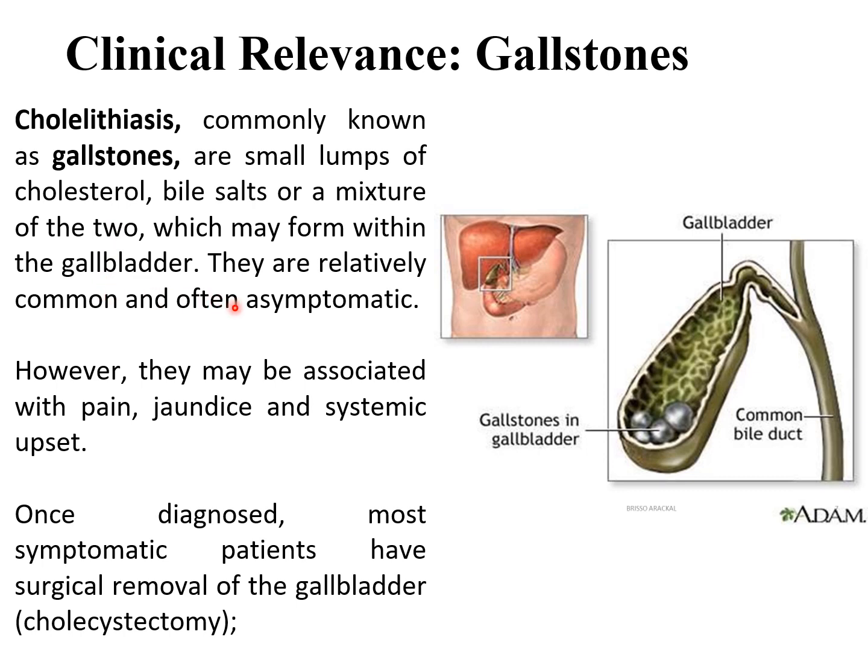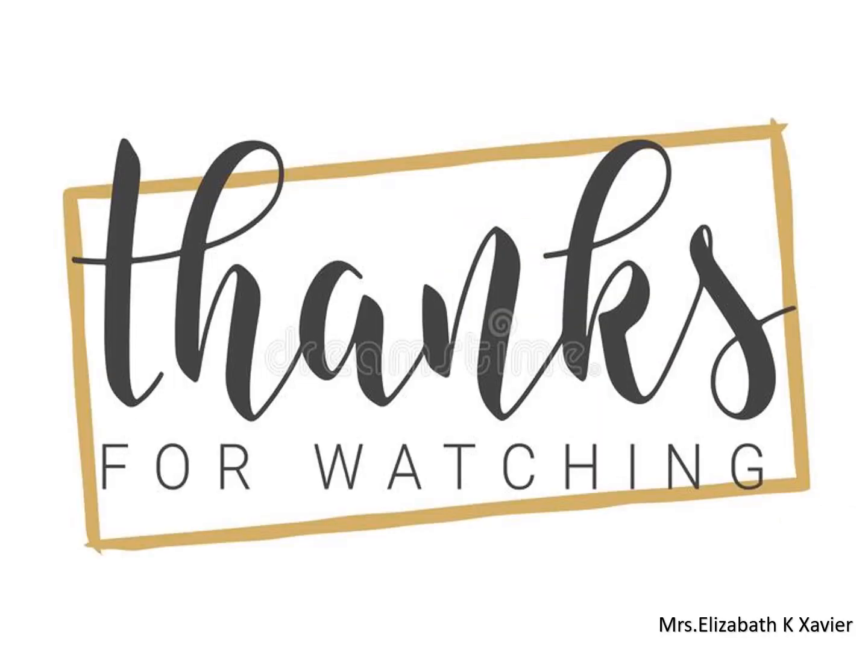Sometimes they may produce symptoms such as pain, jaundice, and systemic upset. In this case, doctors may do removal of the gallbladder, and that is called a cholecystectomy. This is the picture of the gallbladder with the gallstones collected in it. Thus, we have discussed the macroscopic and microscopic anatomy of the gallbladder.